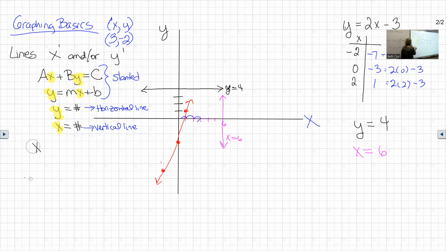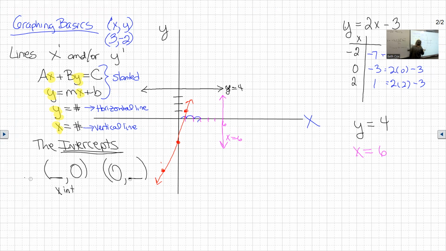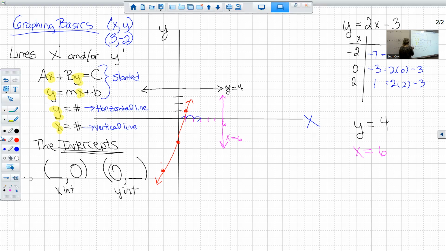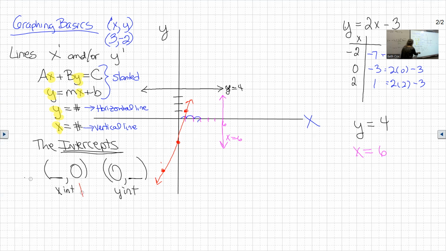The intercepts are points. The first point is called the x-intercept. And that is this point. This is the x-intercept. And this point is the y-intercept. Now, what that basically means is, for this one, I plug in 0 for y.